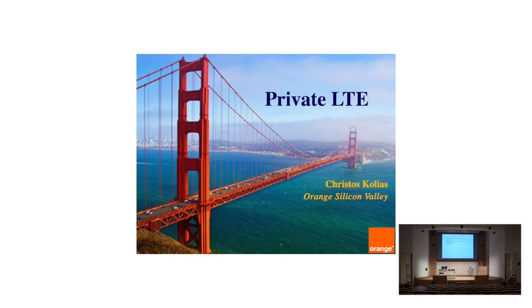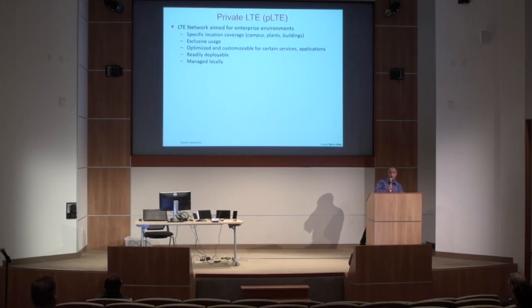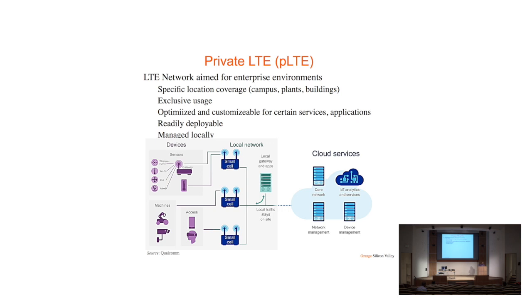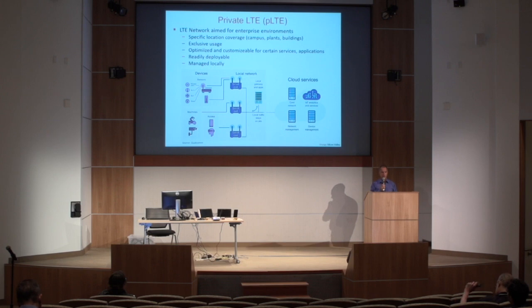So what is private LTE? Essentially, it's a private LTE network aimed at the enterprise, with very specific location coverage. So it's meant only for local areas. It has exclusive users, so it's only for a certain number of users. And it's optimized and customizable for certain services and applications. And it's readily deployable. Actually, we're going to have a demo later on to show you how easy it is to set up something like that.